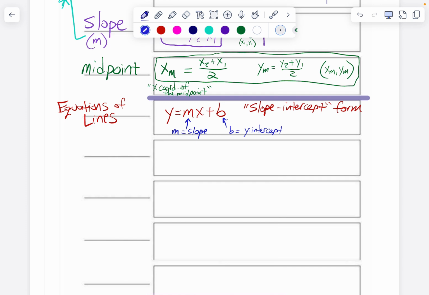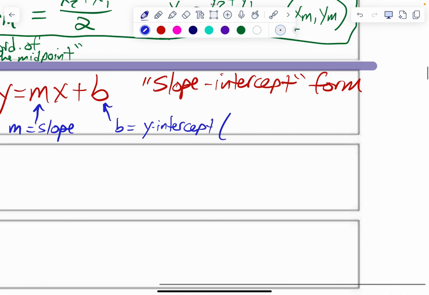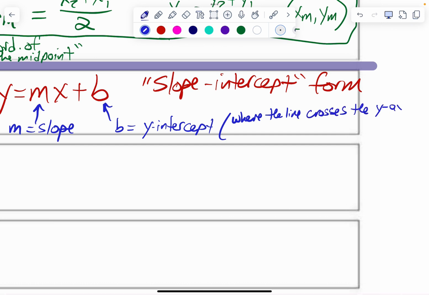Yeah, it's where it crosses the y-axis. So, Parker, yes to your thing if it's the y-axis you're talking about. Okay, so in fact, let's write that on there. It's where the line crosses the y-axis.